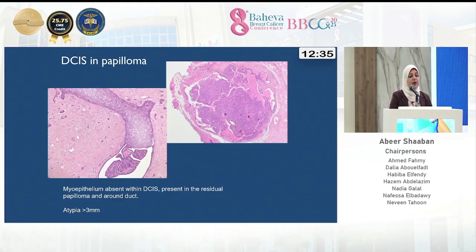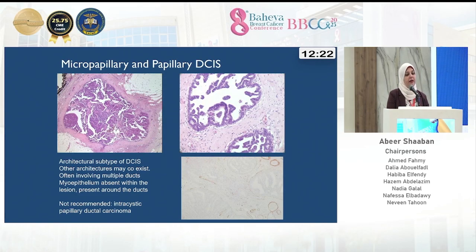Myoepithelium can be helpful as well. So if you do SMM, you will find SMM only around the duct because it's intraductal. But within the duct, SMM is lost. And this supports the presence of atypia and the extent of it.